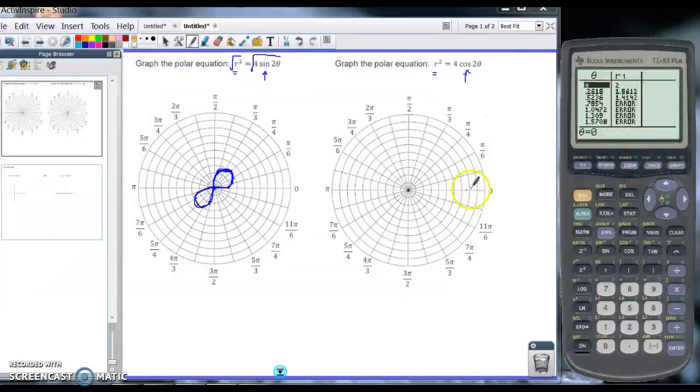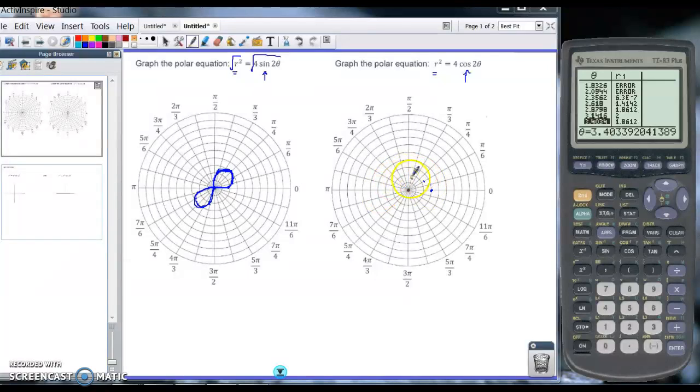I can go back to the beginning here. And we were at 0. So at 0, I'm out here at 2. And then I'm down to 1.8. And then I'm down to 1.4. And then here I have errors. Error.